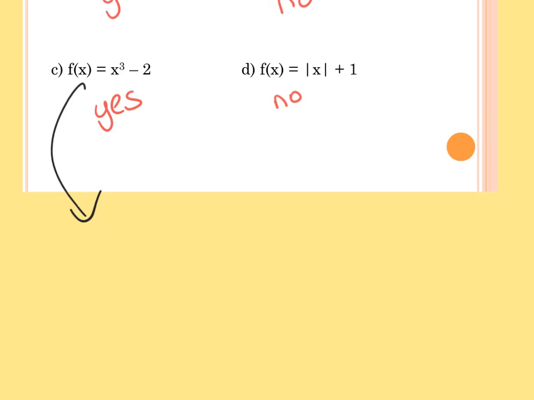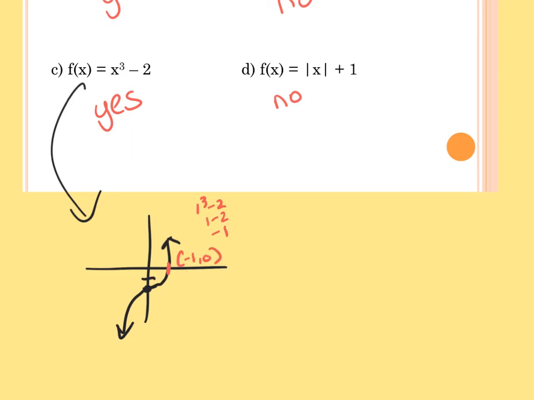All right, so let me just look at C, one last one, okay? Let's talk about how we would find that inverse graph and equation. So this is a cubic function shifted down 2 places. Down 2, plot a point, shifted like this, right? So I would figure out what some of these coordinate points are. If I plugged in 1, 1 to the third minus 2, 1 minus 2 is negative 1.